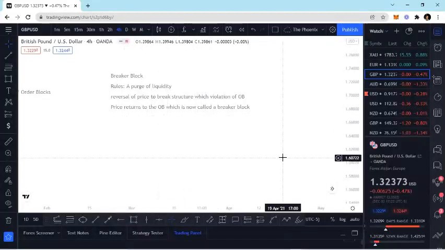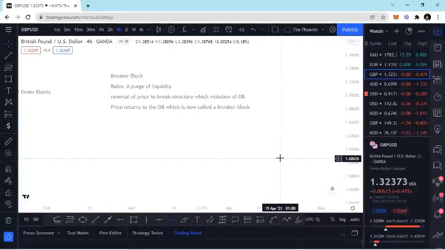So for the breaker block, you're going to be looking for a purge of liquidity, sweep of liquidity, grab liquidity, draw liquidity, however you term it. Once price takes out liquidity, you're going to look for a sharp reversal of price, which breaks structure. While it is breaking structure, it is going to violate the order block. So it's not going to stop. It's not going to pause anything. It's going to violate the order block. Then price will return to the order block, which is now considered a breaker block. And it is at that breaker block that you will be looking for your entries.